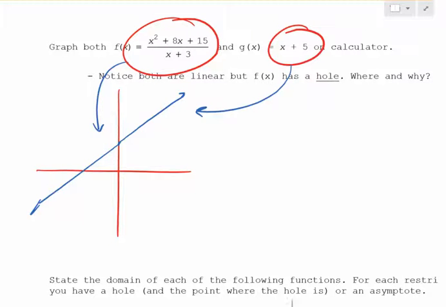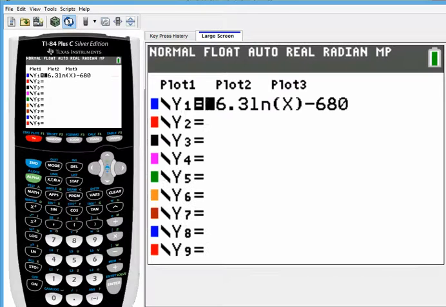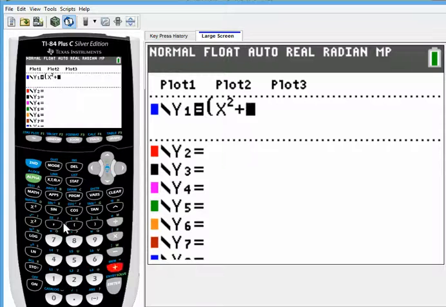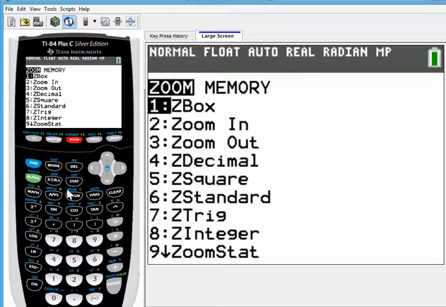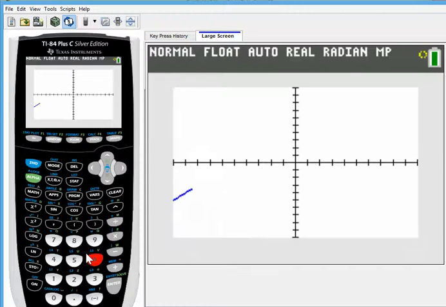So if I were to do this here, what was it? It was x squared what? X squared plus 8x plus what? Plus 15. Divided by what? X plus 3. And let's do zoom. I don't know what the zoom is set at. Let's do zoom standard.